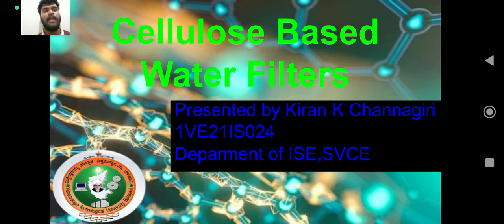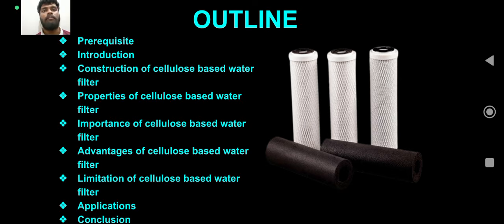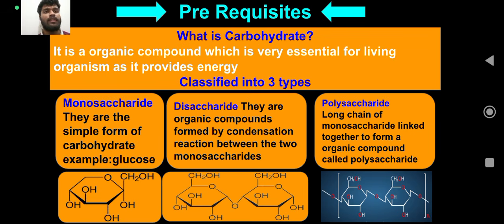Today we will study about cellulose based water filters. First, let us see the outline. Prerequisites, introduction, construction of cellulose based water filters, properties of cellulose based water filters and its importance, advantages, limitations, and application. And we end the session with a conclusion. I have given a simple structure of cellulose based water filters and how it looks, and we'll study this in further slides.